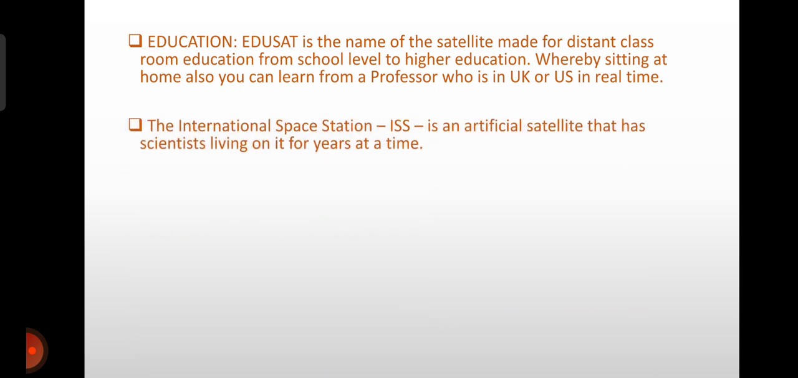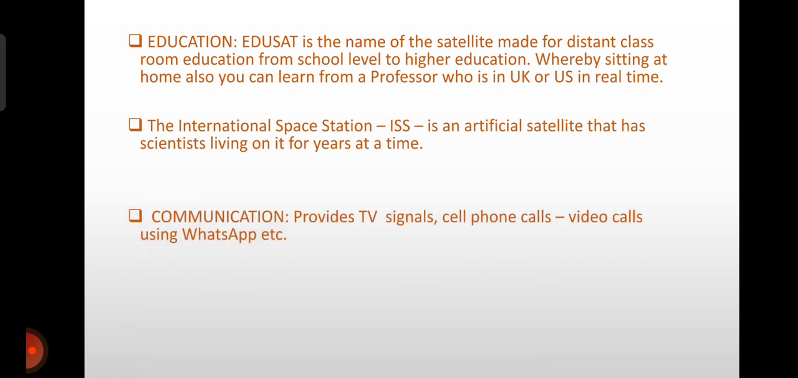Next is about ISS, International Space Station. It is an artificial satellite that has scientists living on it for years at a time. Communication: it provides TV signals, cell phone calls, video calls using WhatsApp. Over here, on the switch of the remote control, you can change the channel, you can watch your favorite cartoon, favorite serials. All this is possible because of the satellites.